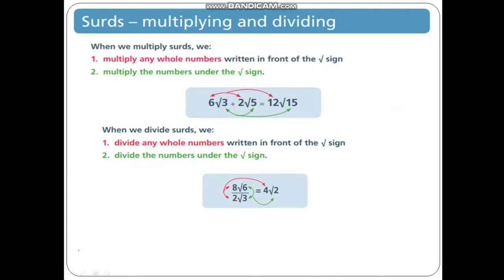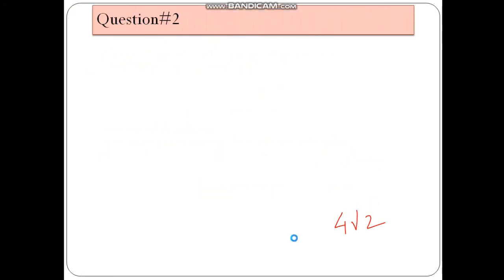Here you can see that we are having 8 by 2 and we know that the property of the surd is that the radical sign can be combined. So 6 divided by 3, 3 2s are 6, 2 4s are 8, so it will be 4 under root 2. So let's move to our next slide, that is question number 2.